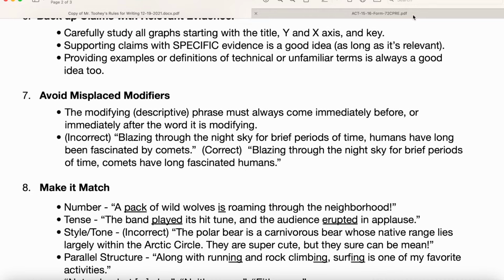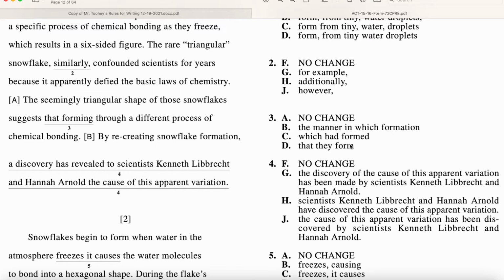If we go back to the question here, there's a descriptive phrase at the beginning of the sentence. "By recreating snowflake formation." So someone or something has recreated snowflake formation. Well, who or what has recreated snowflake formation, Abdul? Who or what? The scientists. Scientists Kenneth Libbrecht and Hannah Arnold. And that's why H works, and that's why it makes the most sense.